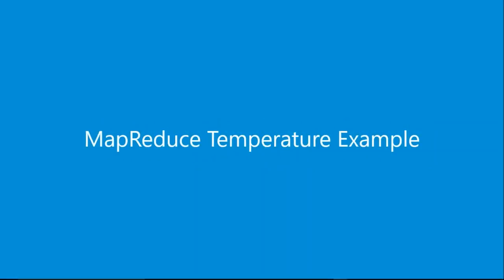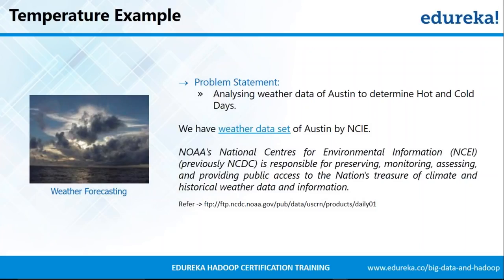The very first example is the MapReduce temperature example, okay? Now let's understand what it is. The problem statement of this example is we need to analyze the weather data of Austin to determine the hot and cold days that were there, okay?